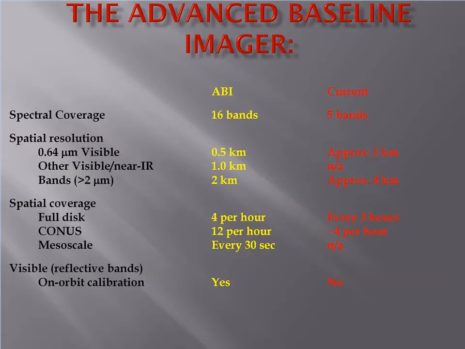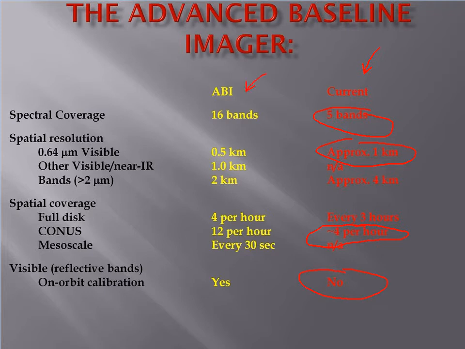So what are we going to get with the new GOES-R platform? Well, currently we have 5 bands to work with. The visible is approximately 1 kilometer in resolution. We get about 4 images per hour. Routinely, we can get more than that if we call RSO. And we don't have any visible reflective bands with on-orbit calibration.